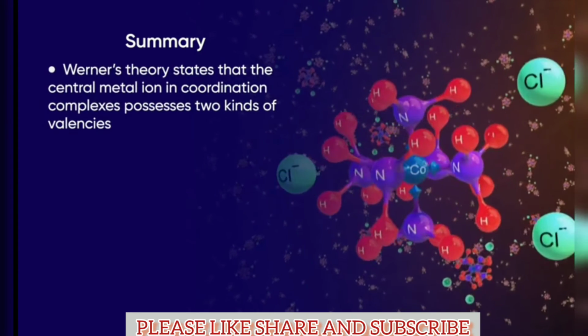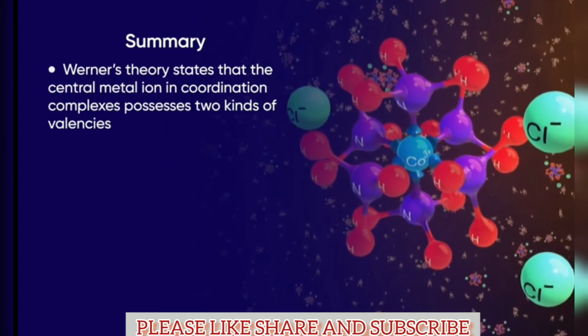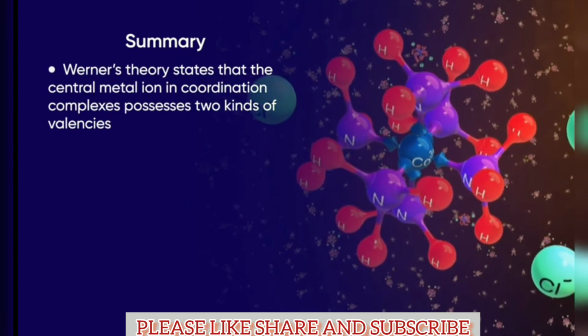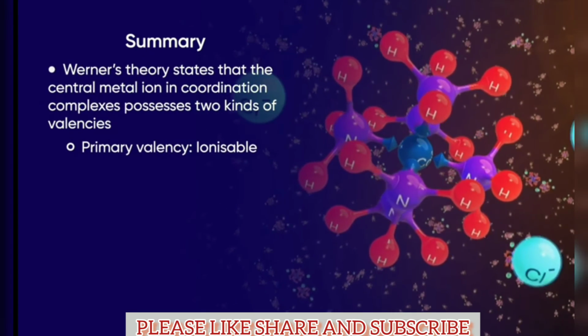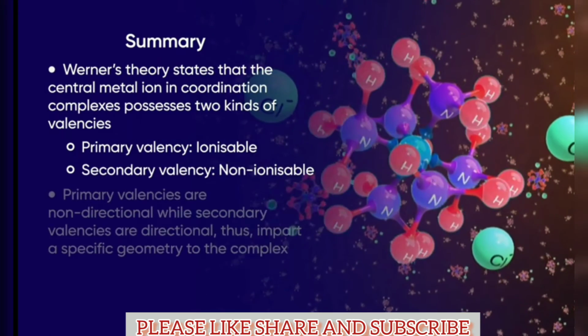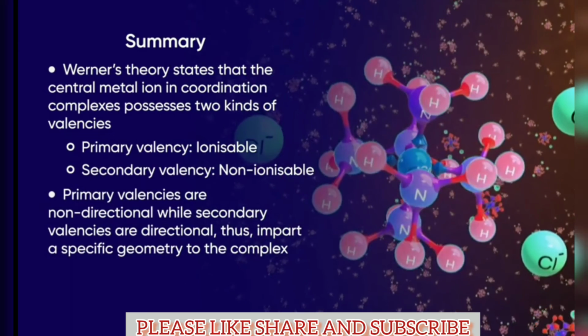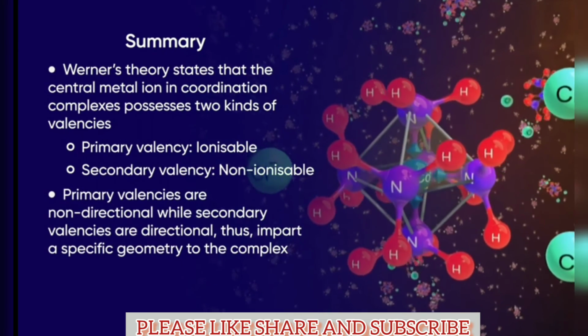Let's summarize. According to Werner's theory, the central metal ion in coordination complexes possesses 2 kinds of valences: primary valences, which are ionizable, and secondary valences, which are non-ionizable. Primary valences are non-directional, while secondary valences impart a specific geometry to the complex.